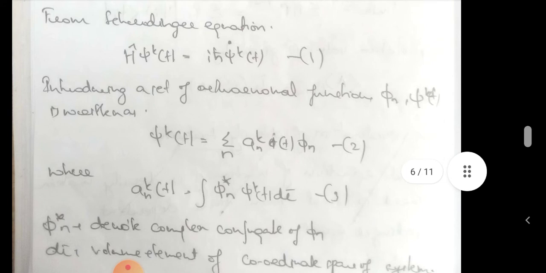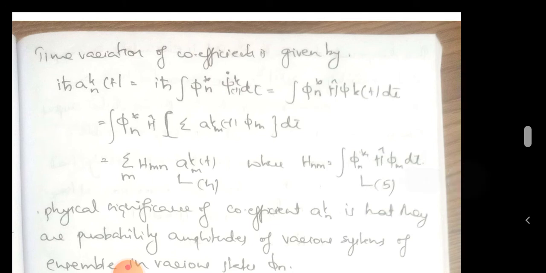Now which is equal to the integral phi_n star H cap a_km of t and phi_m. That is, we are substituting for psi_k of t, so which is equal to the summation over m of H_mn a_km of t, where we substitute H_nm is equal to the integral phi_n star H cap phi_m d tau. These are the rearrangements that are introduced in this equation.